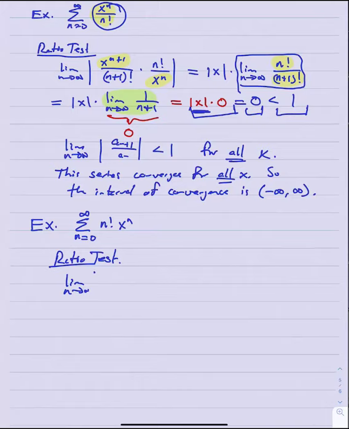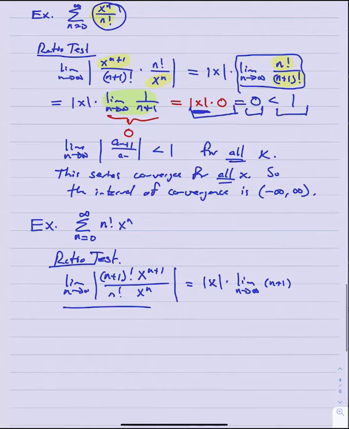I'll do limit as n goes to infinity. What would it be? N plus 1 factorial over x to the n plus 1 divided by n factorial times x to the n. I'm still going to get that lone factor of absolute value of x to come out. What's left inside is limit as n goes to infinity of n plus 1. All right, now, is this limit ever going to be less than 1? Is that possible? Well, I know this limit is infinity. So regardless of what this x is, there's no way that I'm going to produce a product here that's less than 1. So the ratio test says that for no x is this limit going to be less than 1?